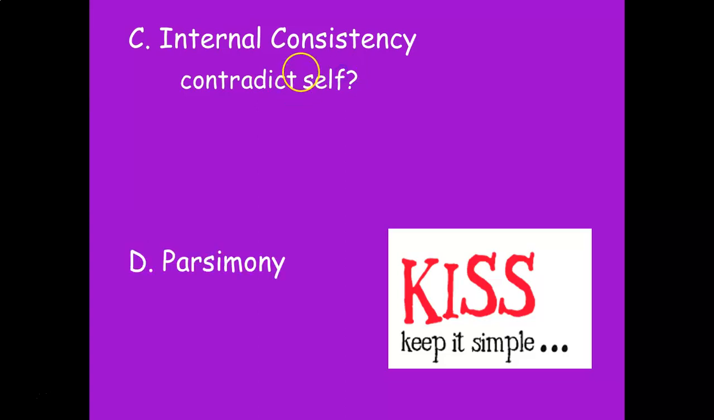The fourth criteria is parsimony. This is a good word to understand. It means concise and simple.